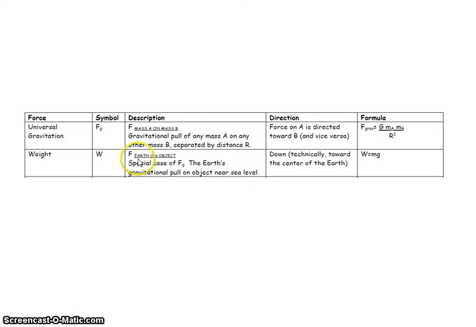The force of weight is basically the force of the Earth acting on an object. This is a special case of the force of gravity, because it's the Earth's gravitational pull on an object when the object is near sea level. The direction of this force is always down, which means technically towards the center of the Earth, and we now know that the formula for calculating the weight is equal to mass times g, which is a constant equal to 9.8. So we do know a little bit about weight.